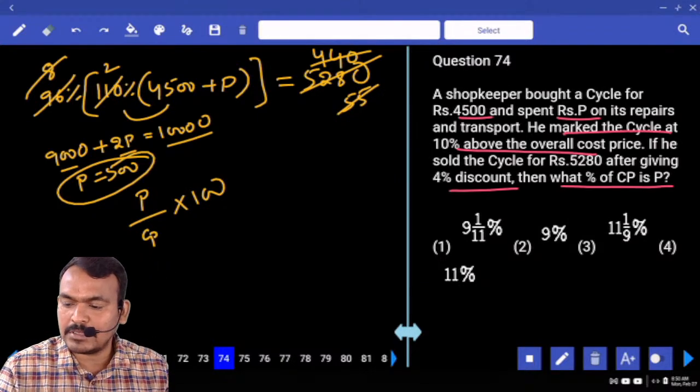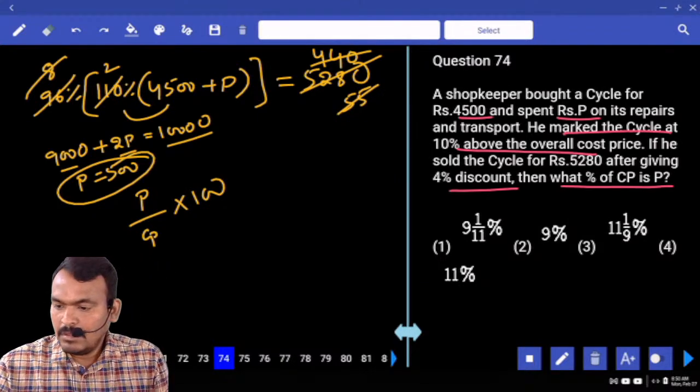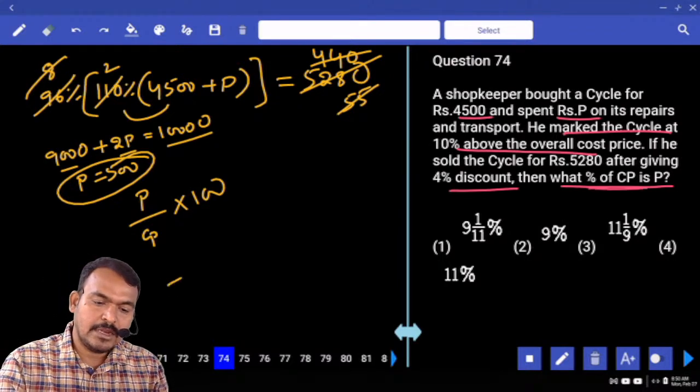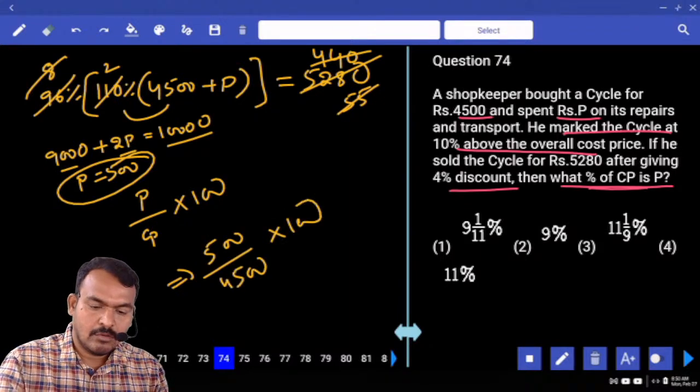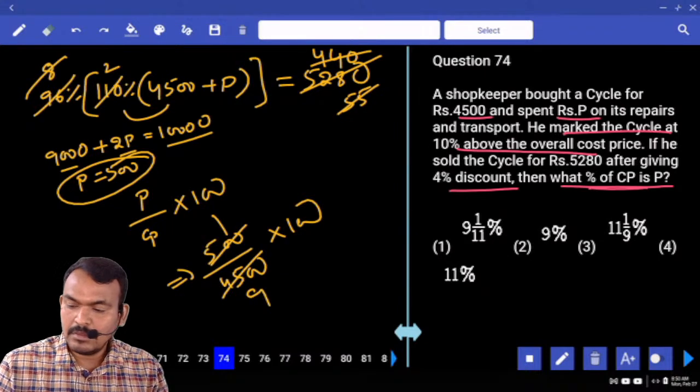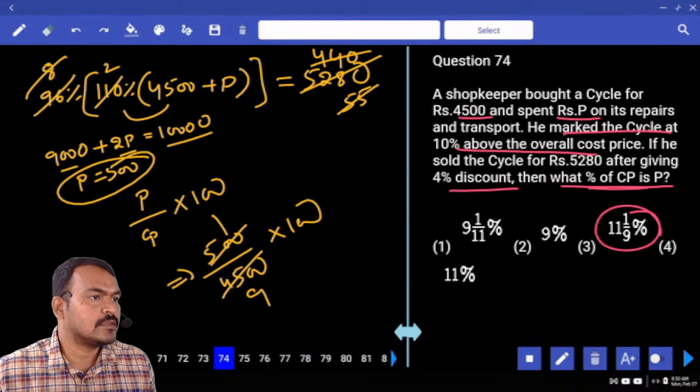500 is what percent of the cost price? Means 500 by 4,500 into 100. That is 1 by 9, which means 11 1 by 9 percent.